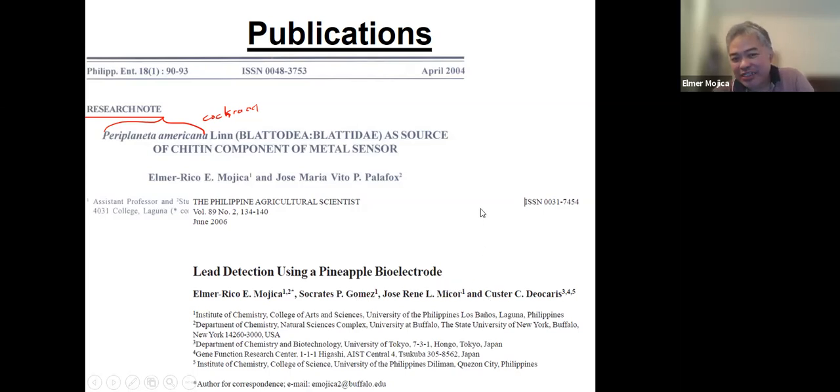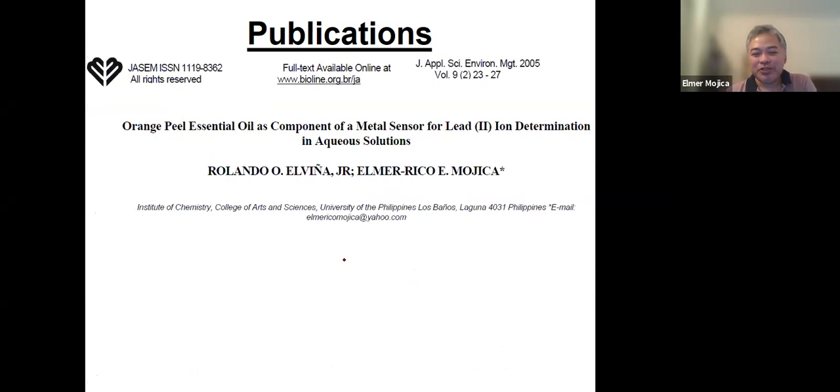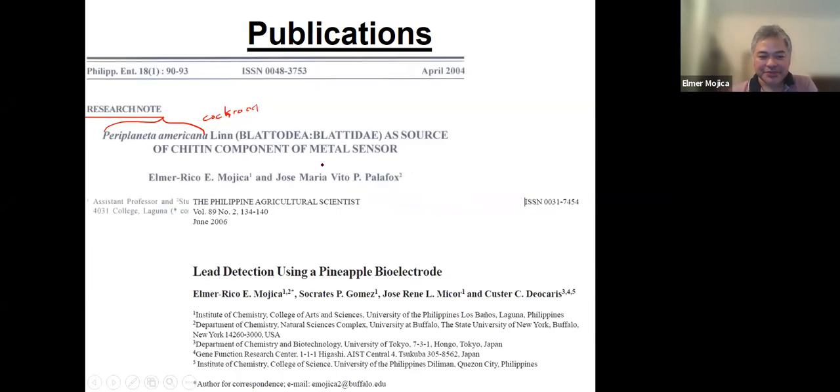So what do you have in pineapple? Why do you think we use this one? Anong meron sa pineapple? Yung ano lang to, yung mga waste material ng pineapple. Okay? I'm not sure if you're familiar with. Are you familiar with this? Bromelain. It's a protease, I think, enzyme that is present in pineapple.